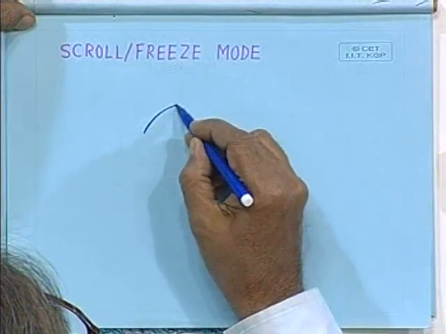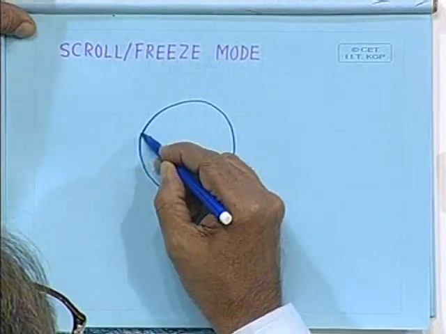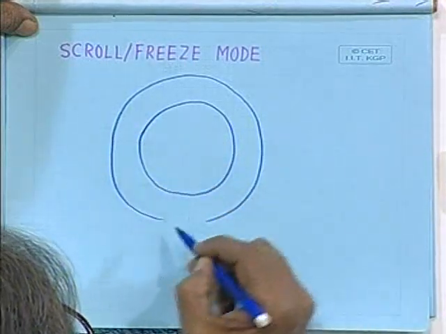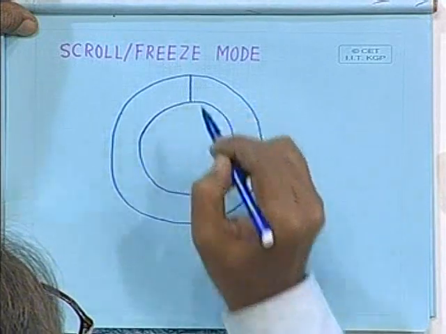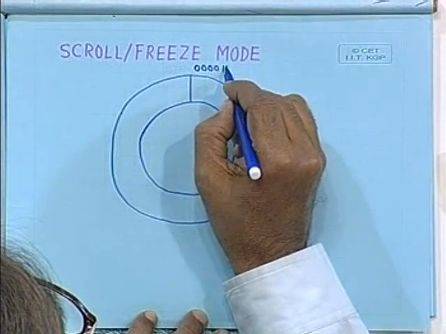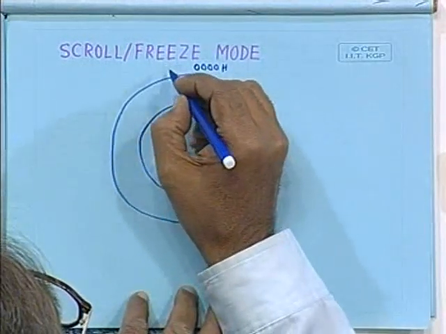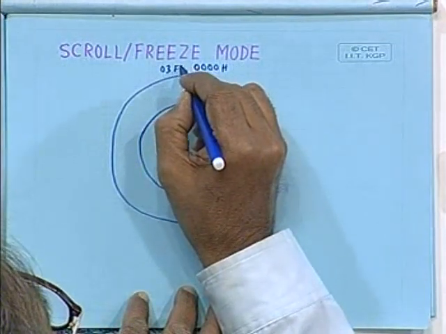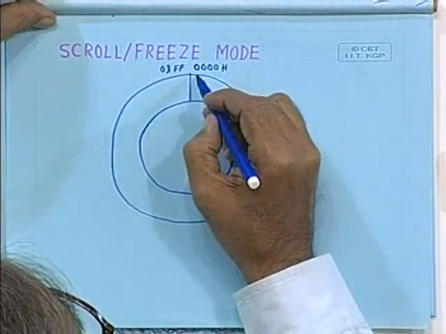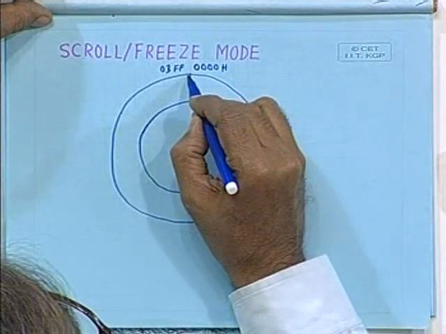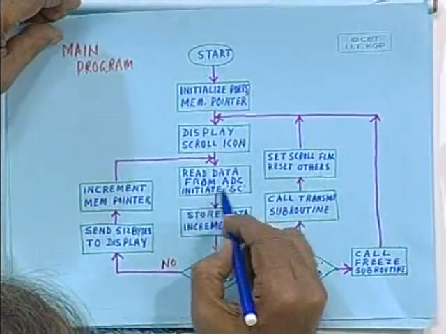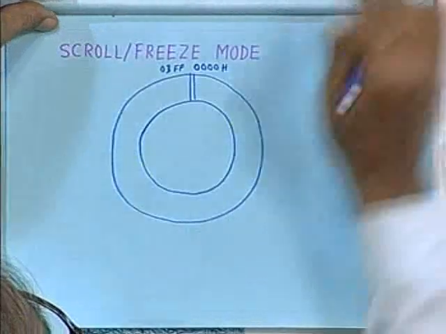Suppose here I have represented the memory. This is the starting point, 0000 in hex, and here is 03FF, that is the last. So that means this represents the 1 kilobyte of data. Suppose the first data has been read from the ADC, from this location.